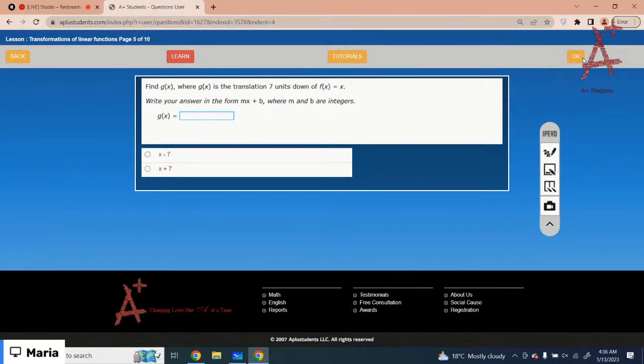Okay, find g of x, where g of x is the translation 7 units down of f of x equals x. So which is the correct option? It would be x minus 7, got it? That is option number 1. Just select the correct option, then click on the OK button.